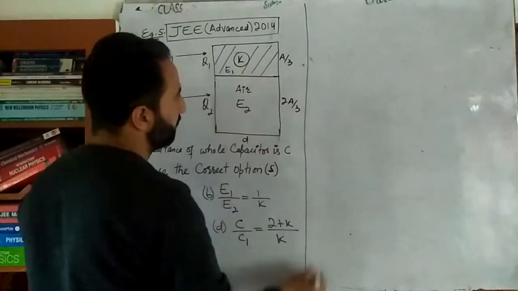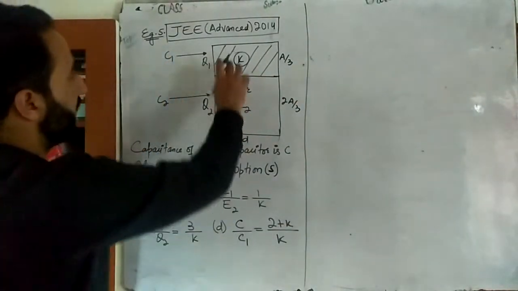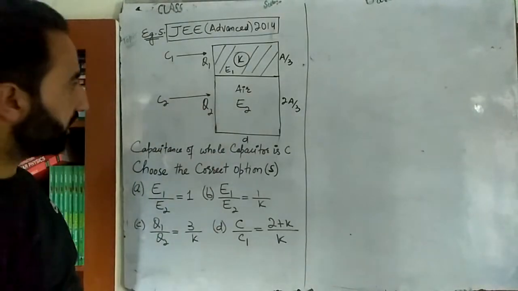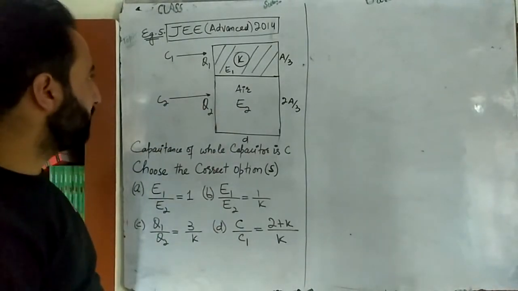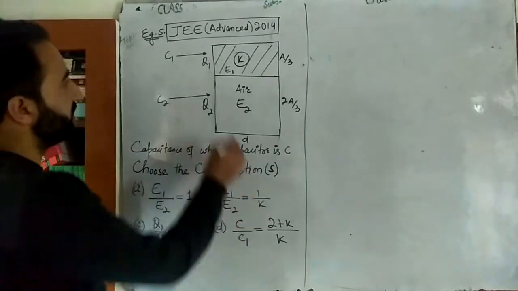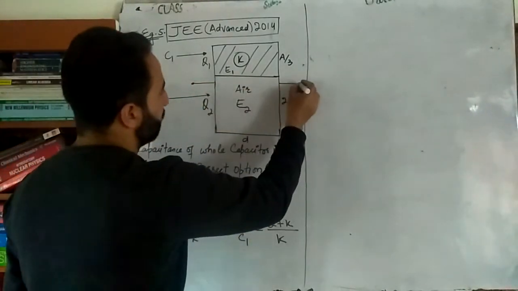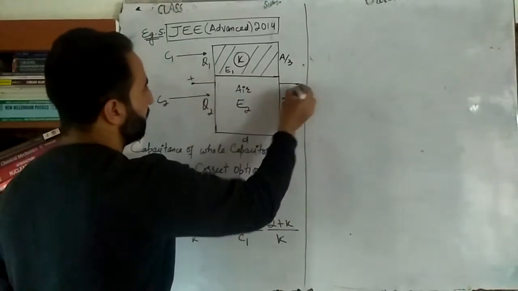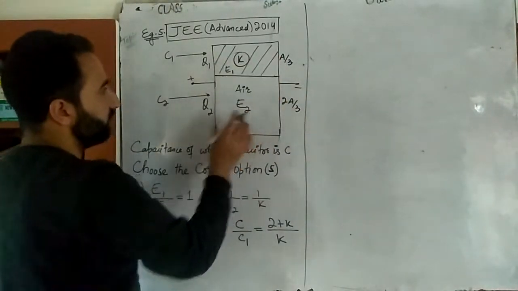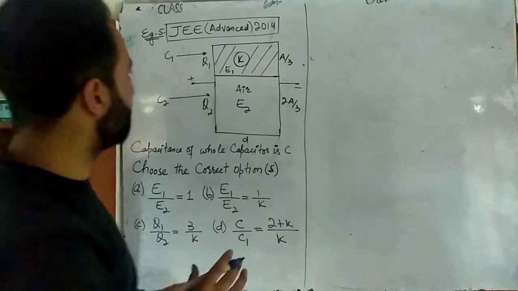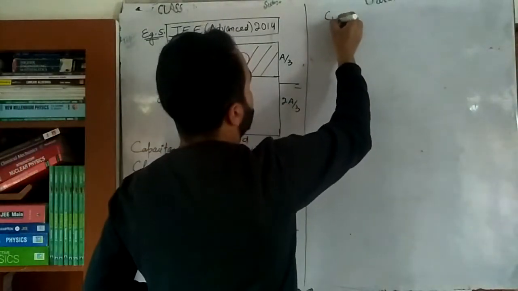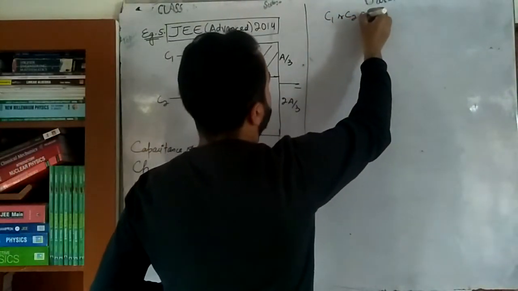Now concentrate on this. First of all, this one and this one, C1 and C2, are they connected in parallel or in series? Obviously they are connected in parallel, because these are the terminals. The terminals are connected to the plates. So this, for example, is the positive terminal, this the negative terminal. Now the potential difference across this and across this will be the same. That means they are connected in parallel. So first of all, I will write down here that C1 and C2 are in parallel.